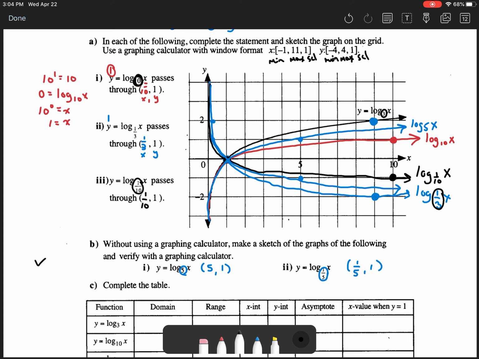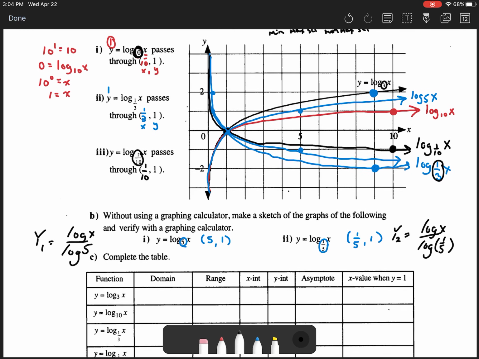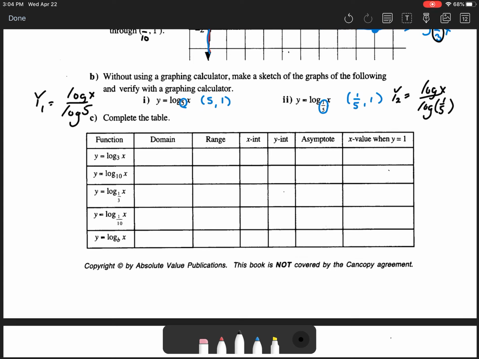Now, if you run into trouble with any of those graphs and you don't understand how I graphed them without a calculator, remember that on your calculators, you can always graph a function. For example, if I take this one in B, I could graph this as log x over log 5. And the one beside it, I could graph as a second function, log x over log of 1 over 5. So it's always an option if I want to use my calculator to verify a graph that I've created, or just to look at it so that you get the basic ideas and their characteristics.